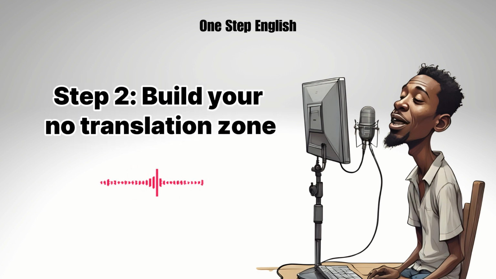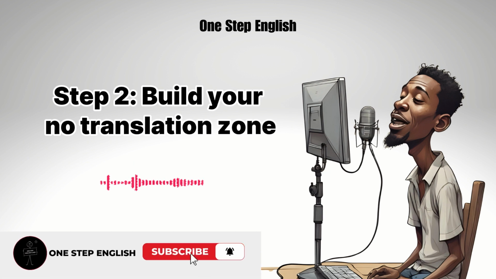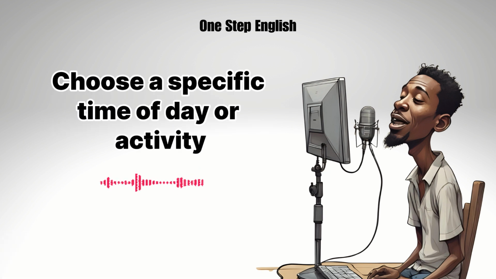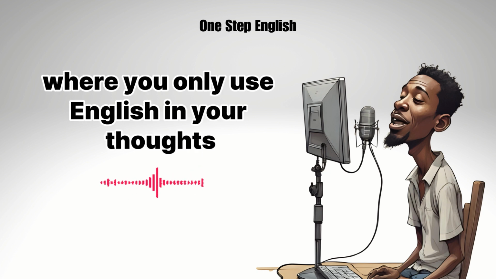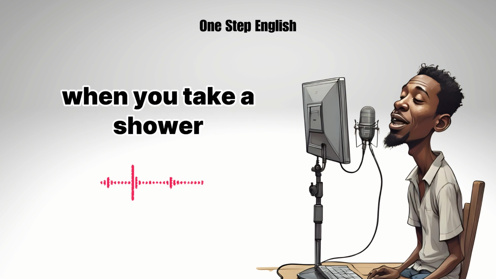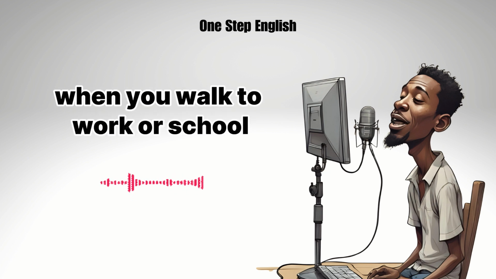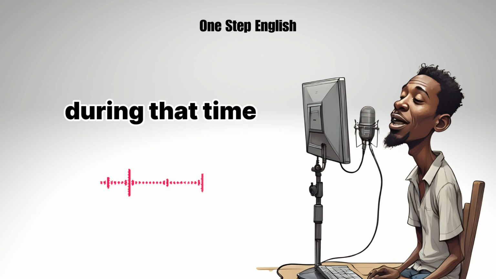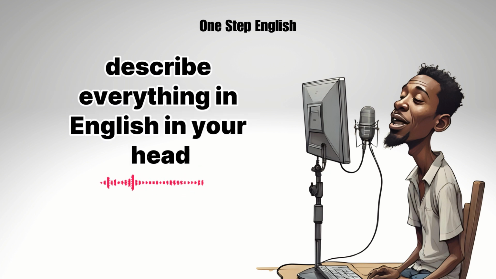Step 2. Build your no translation zone. Choose a specific time of day or activity where you only use English in your thoughts. For example, when you cook, when you take a shower, when you walk to work or school. During that time, describe everything in English in your head.